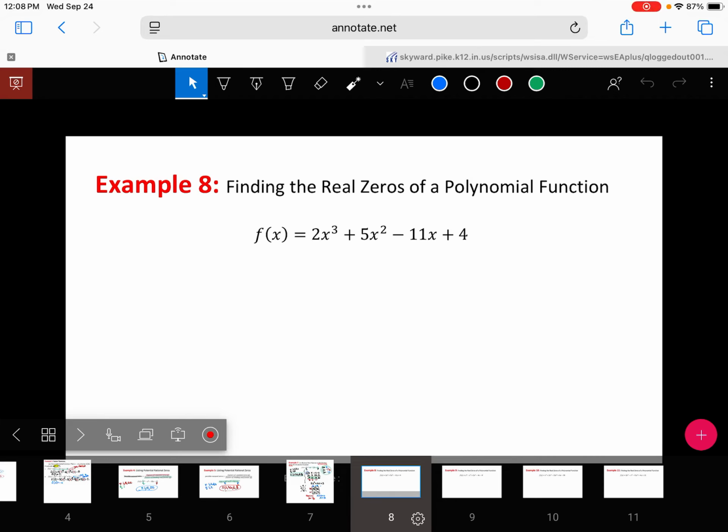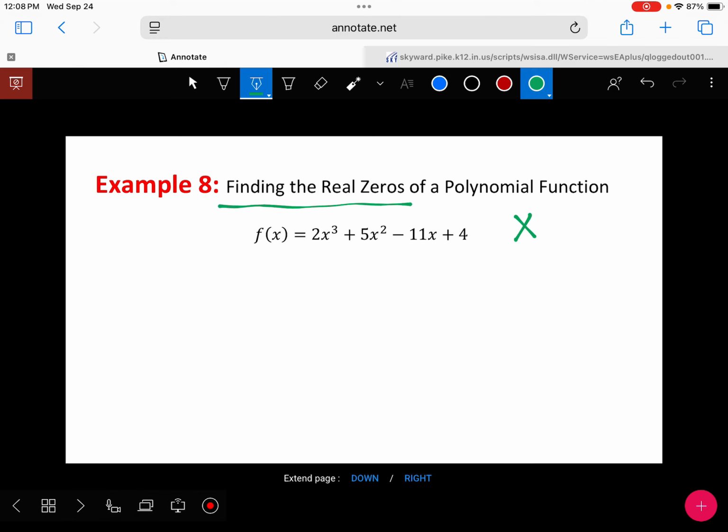So we're looking for 3 because my highest power is 3. So I know it says finding the real zeros. I'm looking for 3 answers. So what we need to do is, using synthetic division, figure out what the first answer is. Once we find one answer, we can factor to find the last 2.